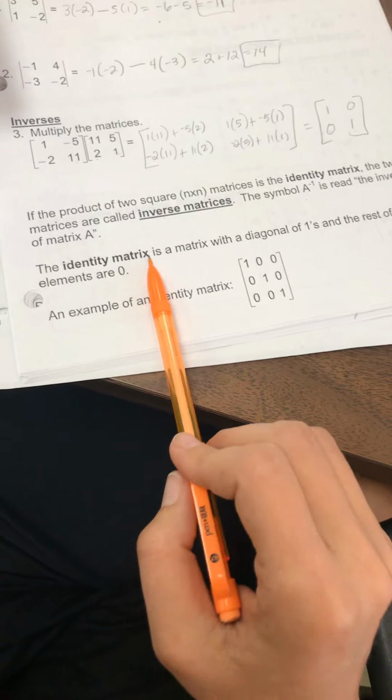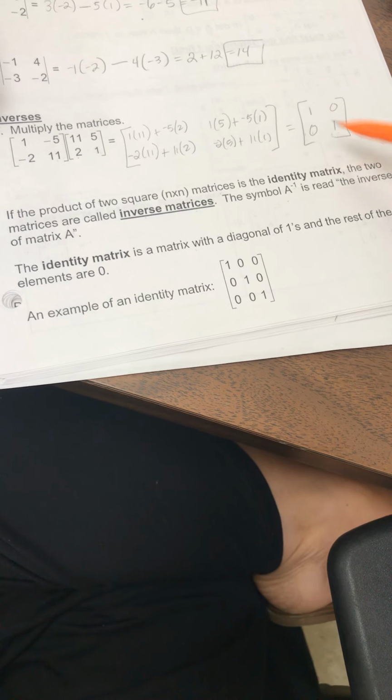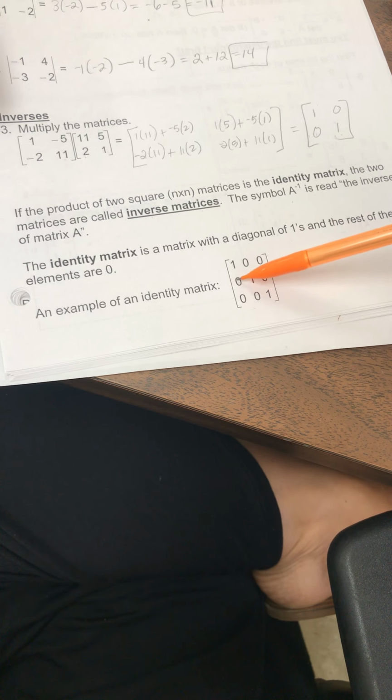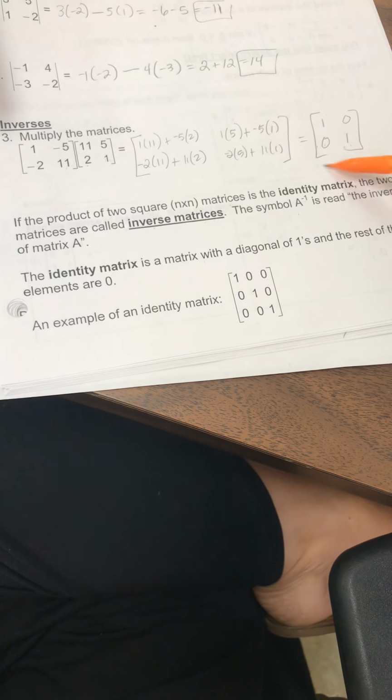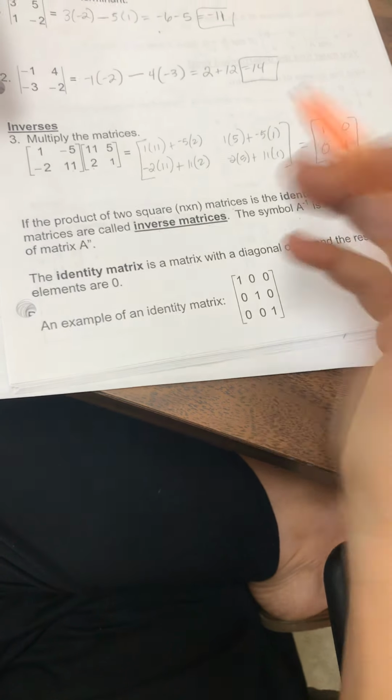The identity matrix is a matrix with a diagonal of 1s, like this one and this one, and the rest of the elements are 0. So when you multiply two matrices together, if you get this as the answer, then you know they're inverses. All right.